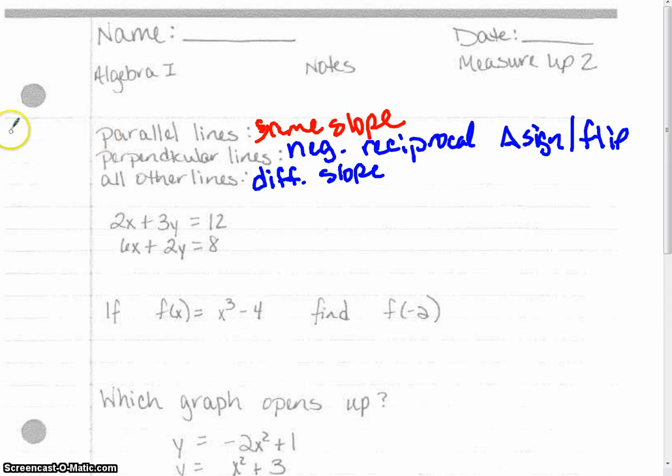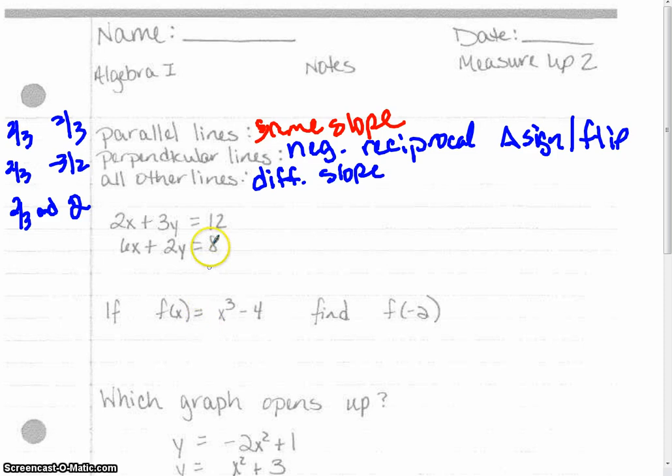So for parallel lines, you would have slopes like 2/3 and 2/3. Perpendicular lines would have slopes of 2/3 and negative 3/2. We've changed the sign and we flipped it. Other lines, you might have a slope of 2/3 and just 2.